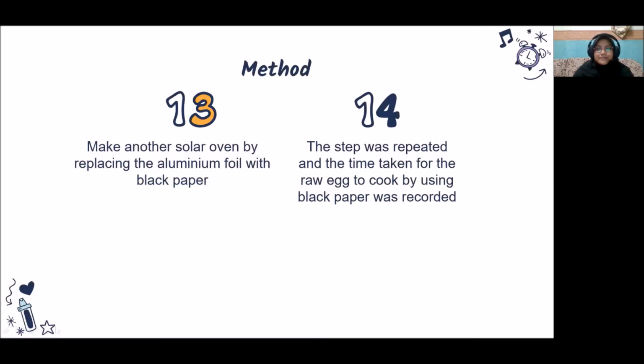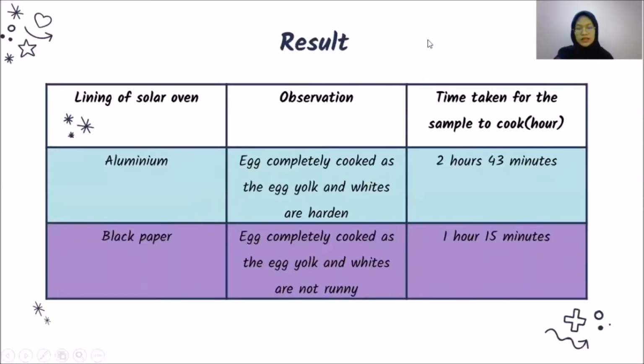Thank you, Nur Hanis Muhammad Saleh, for the method part. So I'm going to continue with the result and discussion. For the result of the solar oven that has been covered by aluminum foil, the observation is the egg is completely cooked as the egg yolk and whites are hardened. And the time taken for the sample to cook is 2 hours and 43 minutes.